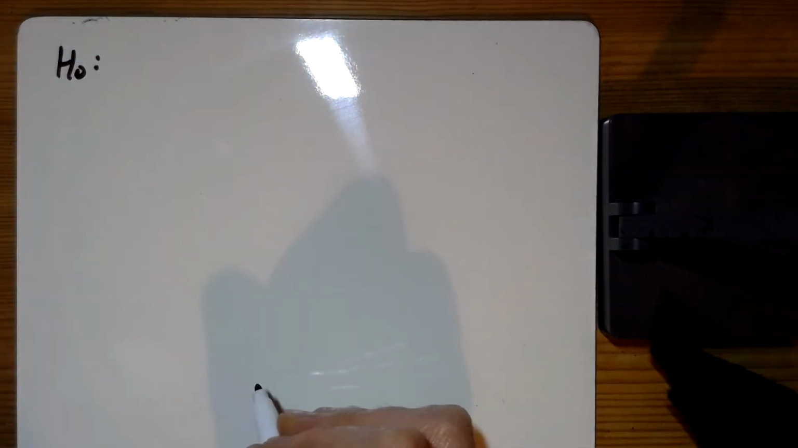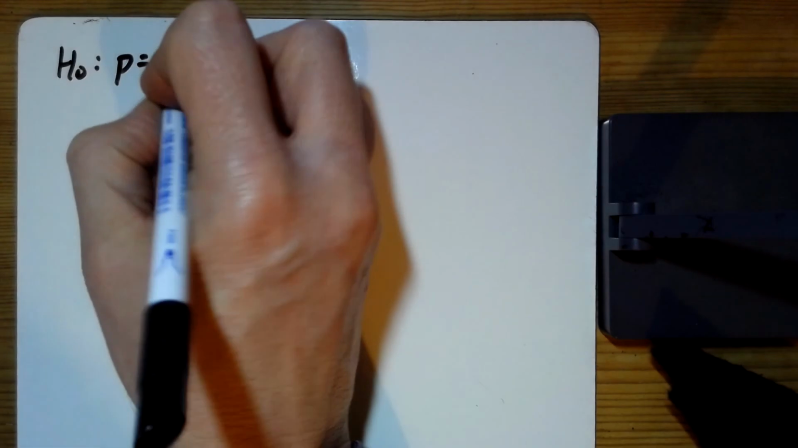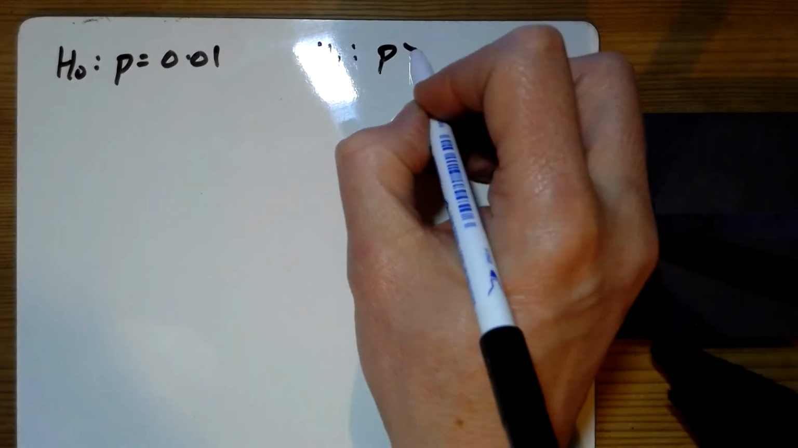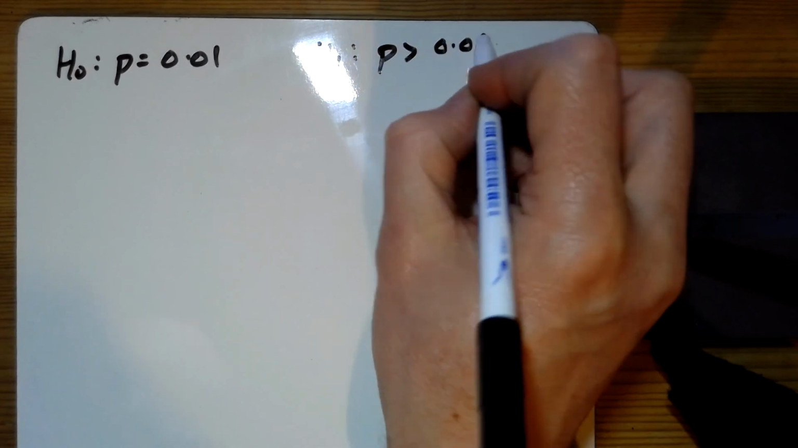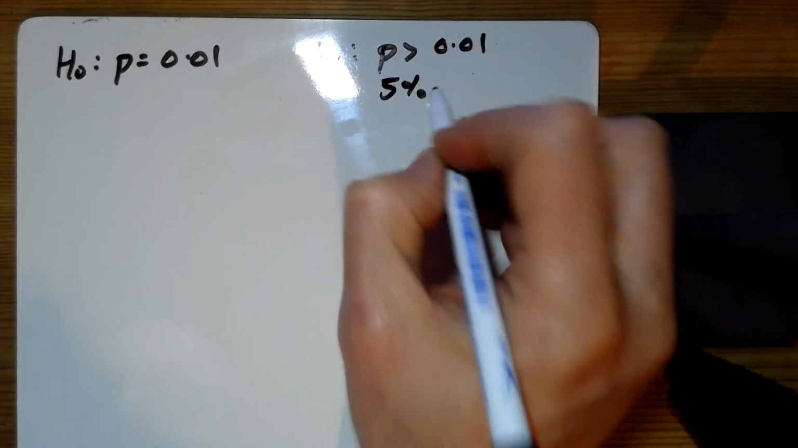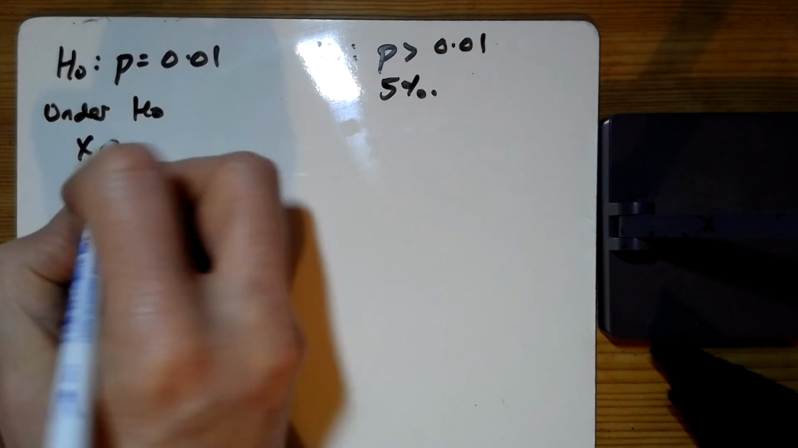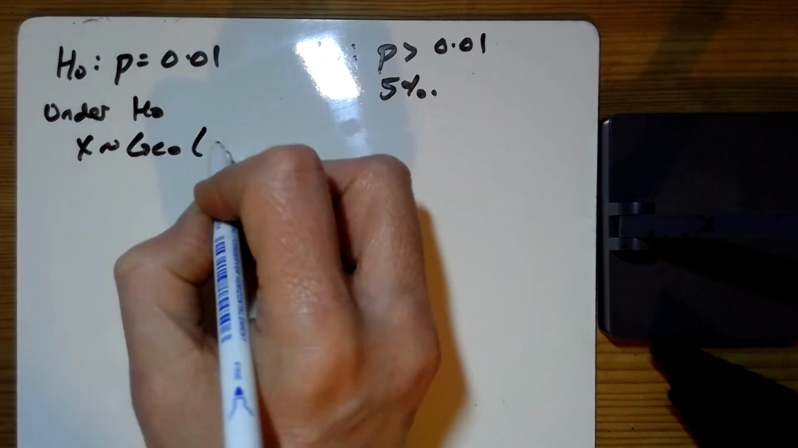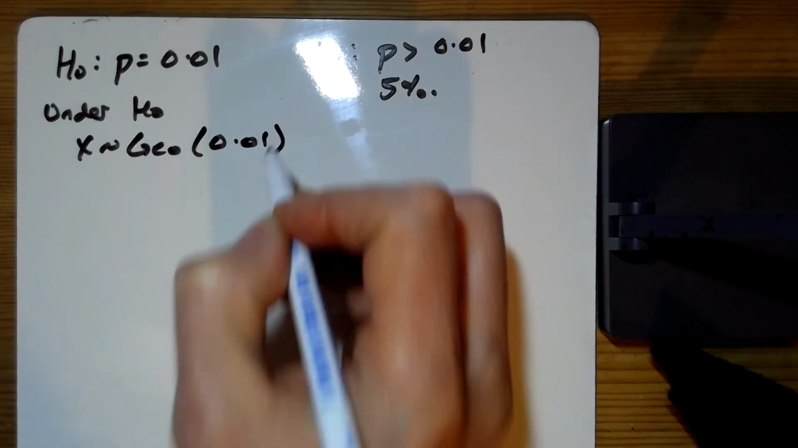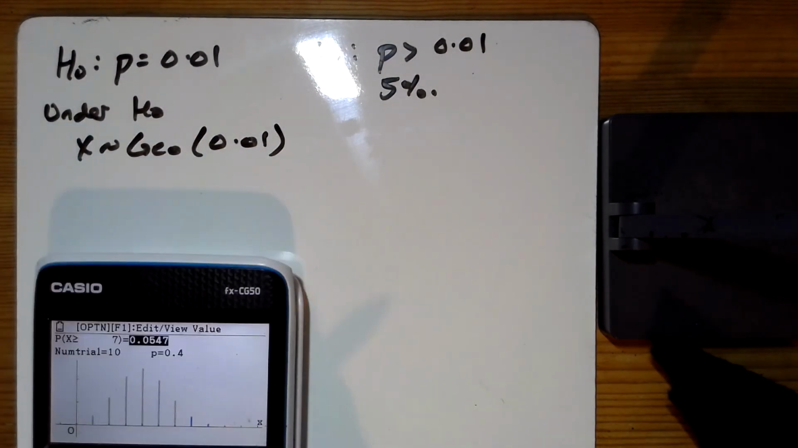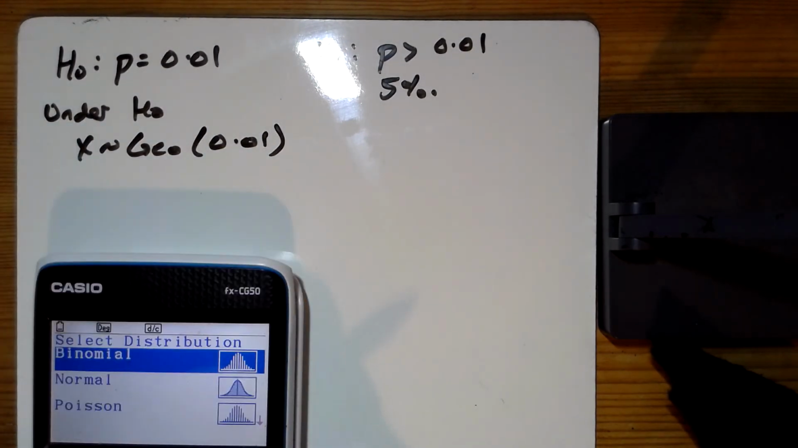Question 7 is a geometric one, and we've got P equal to 0.01 as the null hypothesis, and the alternative hypothesis is that it's greater than 0.01 at a 5% level. Under H0, X is geometric with probability 0.01. Find the critical region. Oh, we were allowed to not do it once, but we've got to do it again.